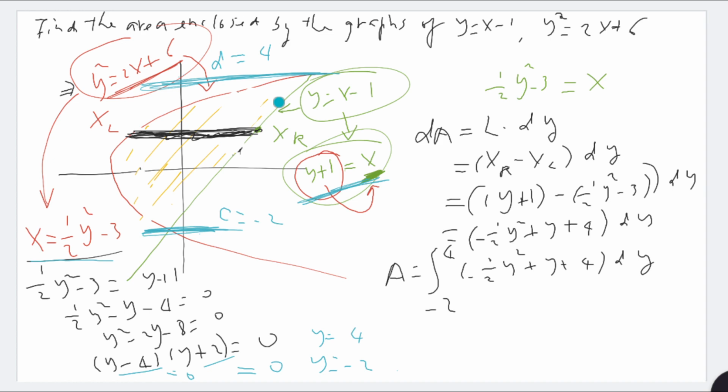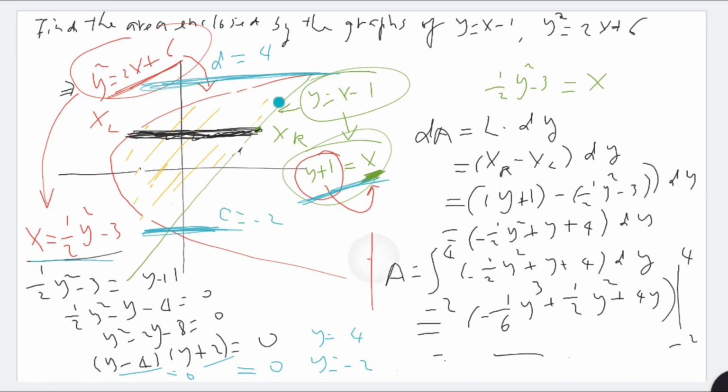Then the rest is just simple integration. You find the antiderivative. Let's see. So it will be -1/6 y to the third power plus 1/2 y squared plus 4y, simple integration. And then plug in 4 for y and -2 for y to finish it up. The most important thing is to set up the definite integral correctly.